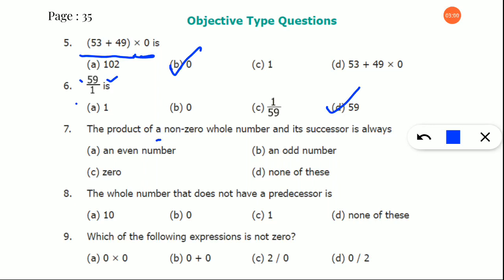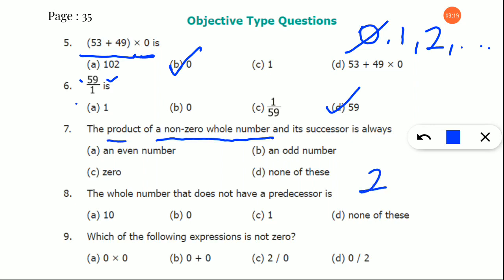First, what is a non-zero whole number? Whole number means it starts from 0, 1, 2, etc. Okay, you're going to pick a non-zero whole number. Except the 0, you can pick any number. So let us pick this 2. Okay, and you're going to multiply. The product is given here.